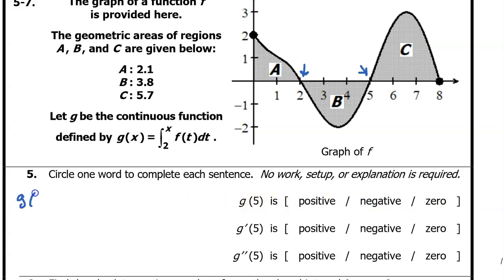Well, g at 5 just means plug in 5 for x right here. So we will have the integral from 2 to 5 of f of t dt. So here is 2 and here is 5. This integral is going to be the area between the x-axis and the curve between 2 and 5. So we're talking about area B. However, because this is below the x-axis, the area will be considered negative. So g at 5 is negative.